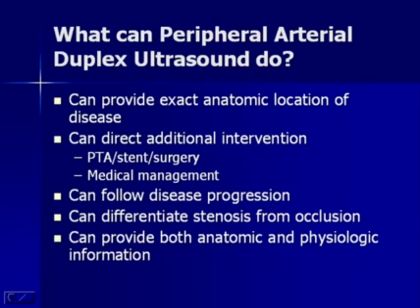We certainly know that ultrasound can follow disease progression. We do this all the time with carotids. We do this as well in the lower extremity. One of the best things about ultrasound is that not only can we find the exact level of the anatomy involved, but we can differentiate stenosis from occlusion. This is not something we can do with physiologic testing. We really can't define an almost occlusion from an occlusion with the indirect test, but we can with ultrasound. So we get anatomy and we get physiology, so it's a great combination of both tools.